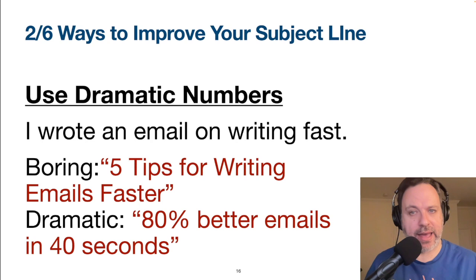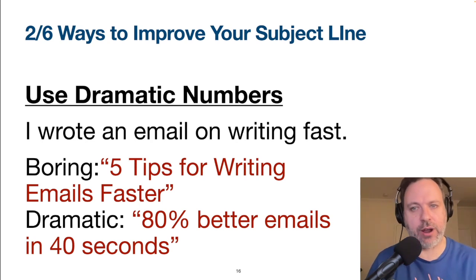Second is use dramatic numbers. This is a great strategy. So I wrote an email on writing fast. I could do 5 tips for writing emails faster, but I decided to go for something dramatic, and I wrote 80% better emails in 40 seconds.